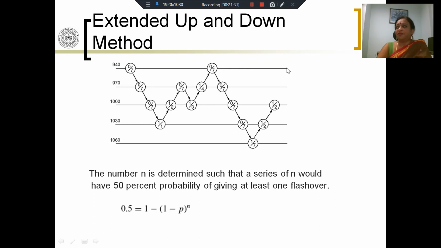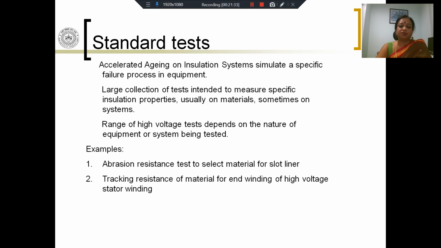So these are the 3 different techniques in which breakdown strengths are used. Apart from that, this is all about the statistical analysis that we use. In the next lecture, we will discuss some of the tests that are routinely done on insulation.